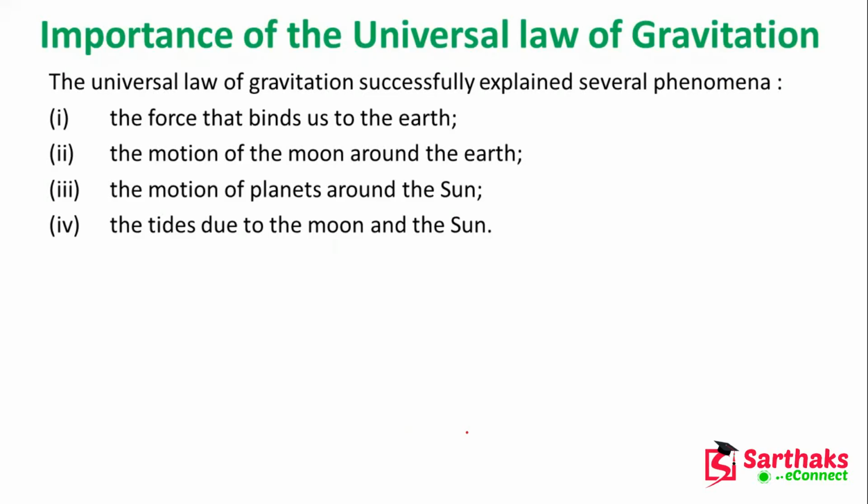So what is the importance of the universal law of gravitation? Using this we can explain a lot of theory. First, the force that binds us to the earth, we can explain using this universal law of gravitation. The motion of the moon around the earth, just now we have described that thing. The motion of the planets around the sun, you have seen one figure where moon, Venus, Mars, everything we have seen. The tides due to the moon and the sun. This also we'll discuss later on.